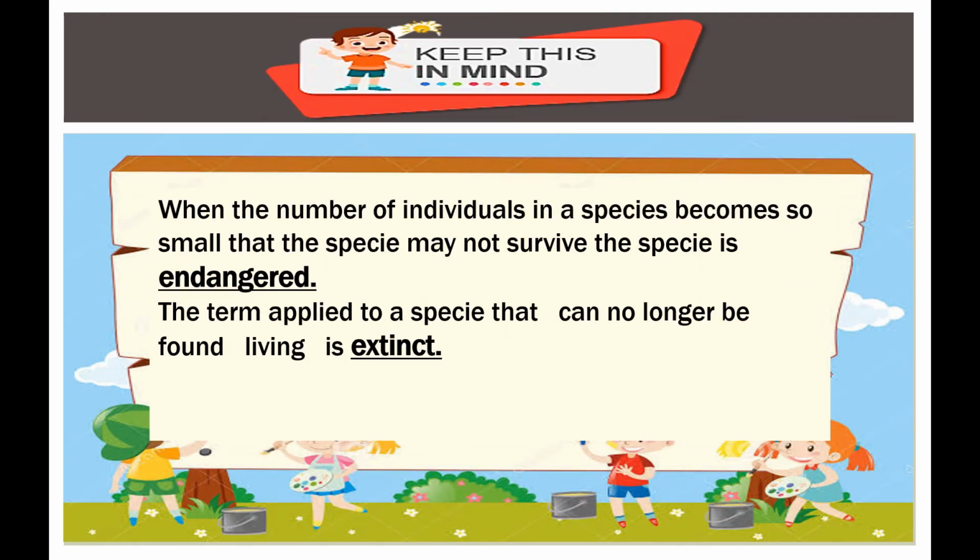When the number of individuals in a species becomes so small that the species may not survive, the species is endangered. The term applied to a species that can no longer be found living is extinct.